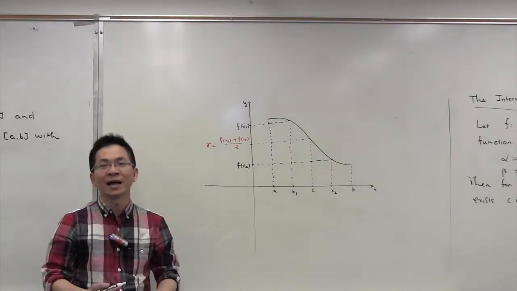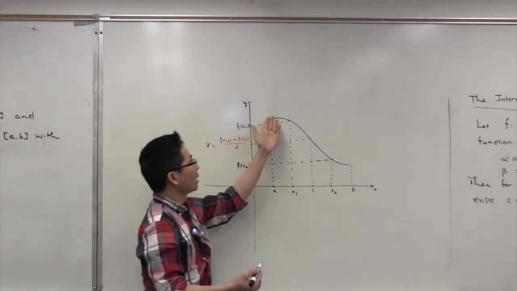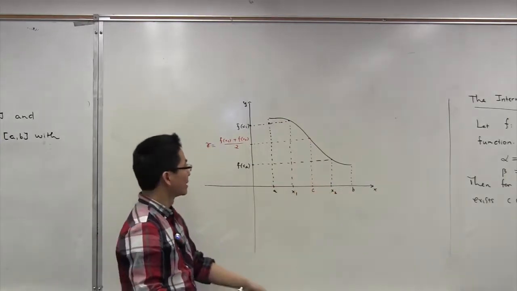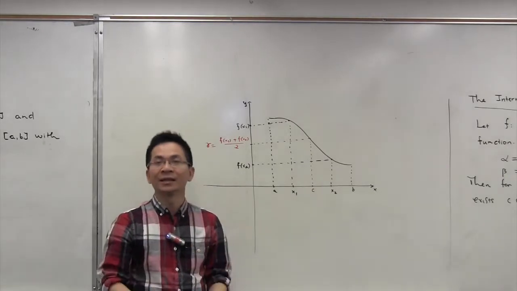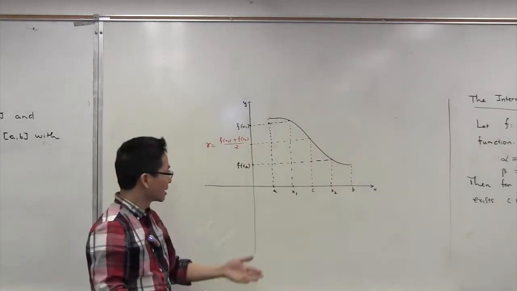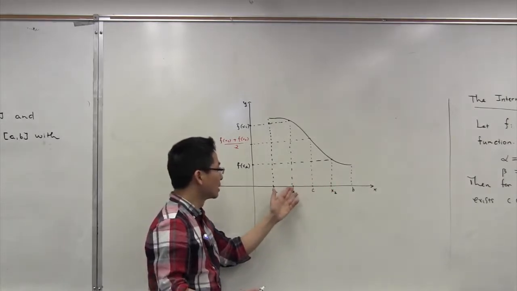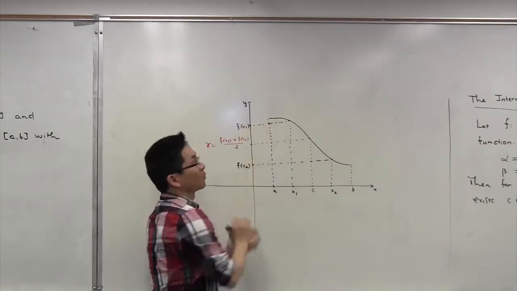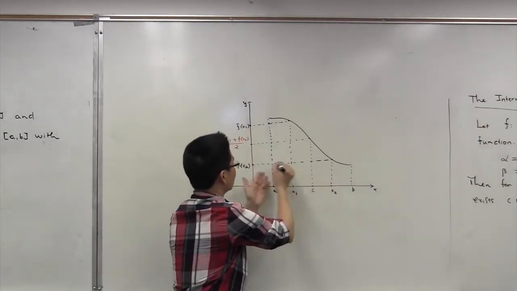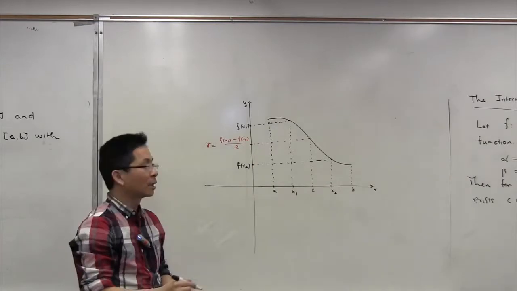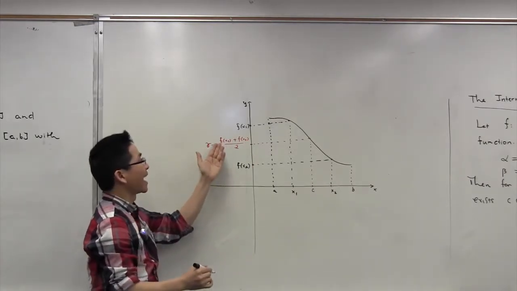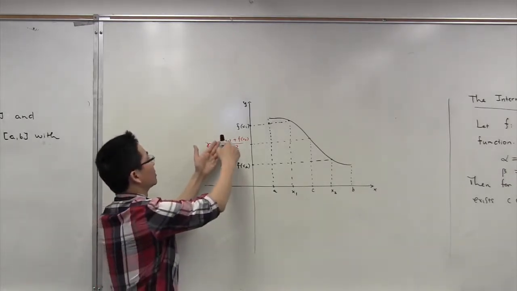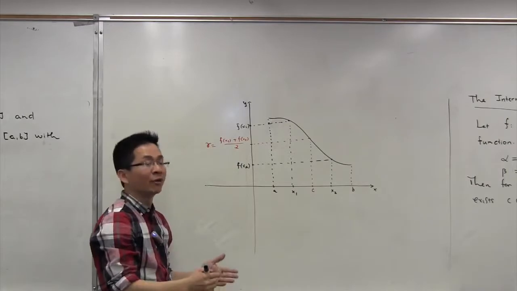Now, let me analyze this problem. Here is the graph of a continuous function on the interval AB. Now, for simplicity, we consider the case where n is equal to 2. Now, x1 and x2 are two numbers in the interval AB. This is f of x1 and this is f of x2. The number gamma is the average of f of x1 and f of x2. Gamma is equal to f of x1 plus f of x2 over 2.